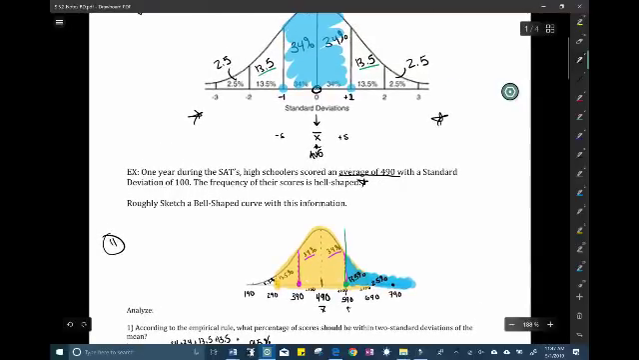So get used to the empirical rule, how everything's broken up, and that's really about it, guys. So adding together percentages and so forth.